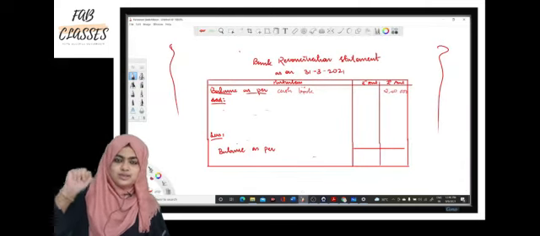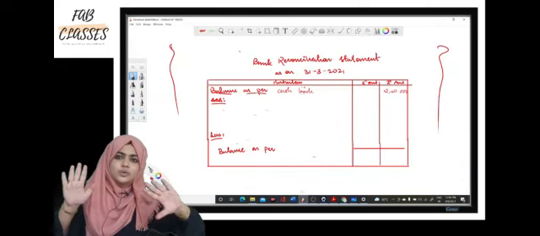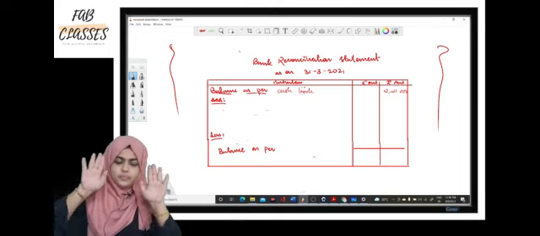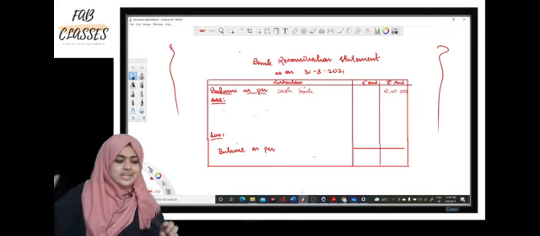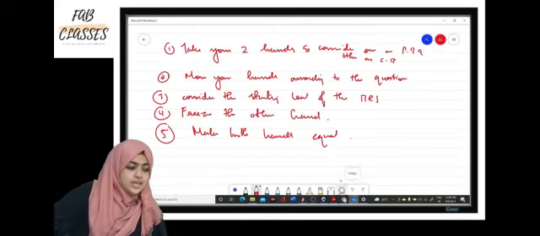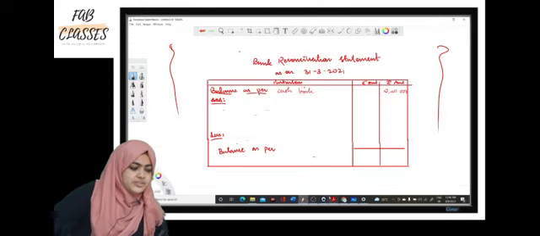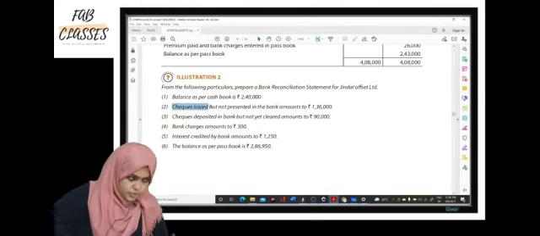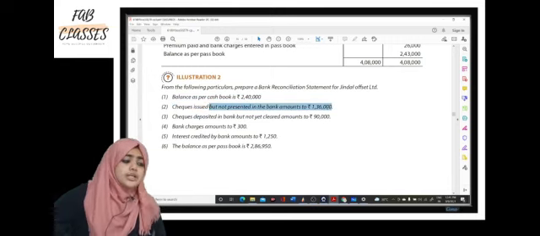Take your hands. I took my hands and consider one as passbook and one as cash book. So this is my cash book, okay, and this is my passbook. I'm considering like this. And next thing is move your hands according to the question. Second step is move your hands according to the question. So now let's see the question. The first thing is cheque issued but not presented in the bank.